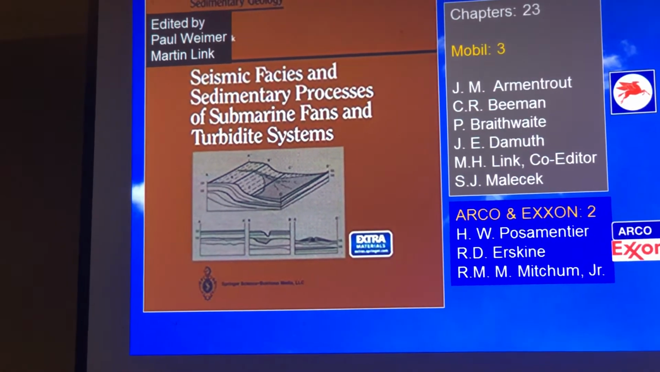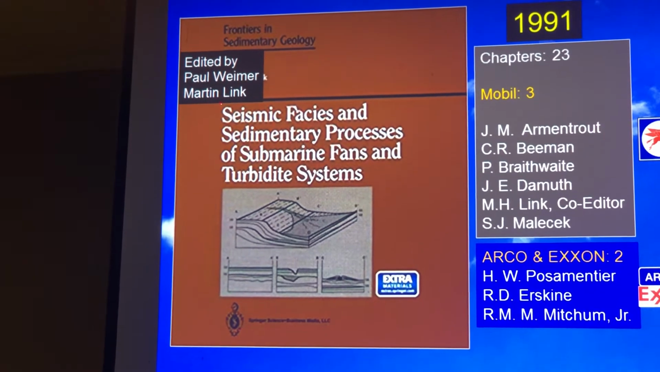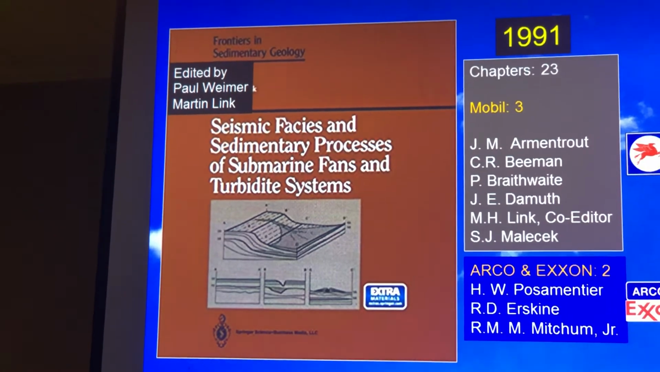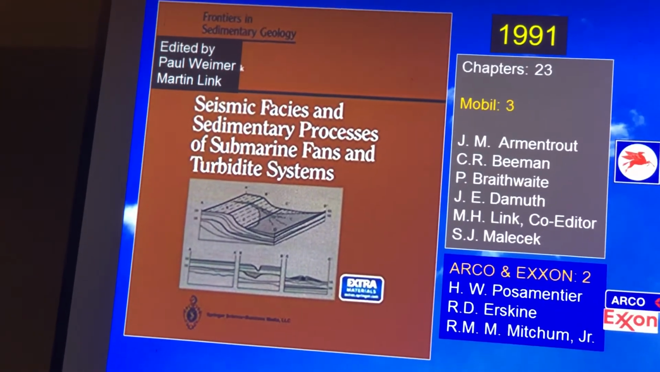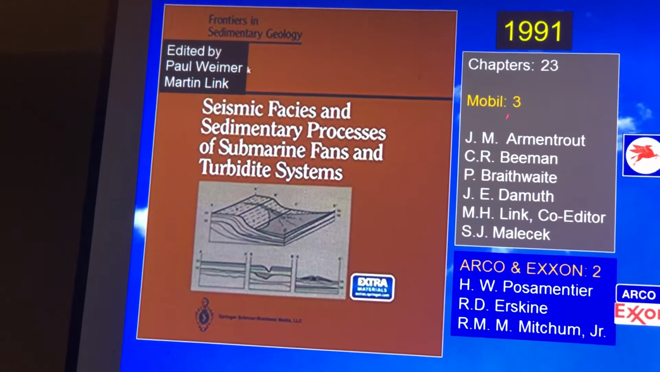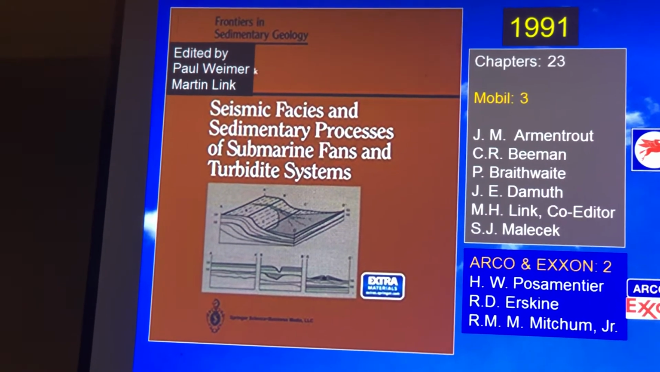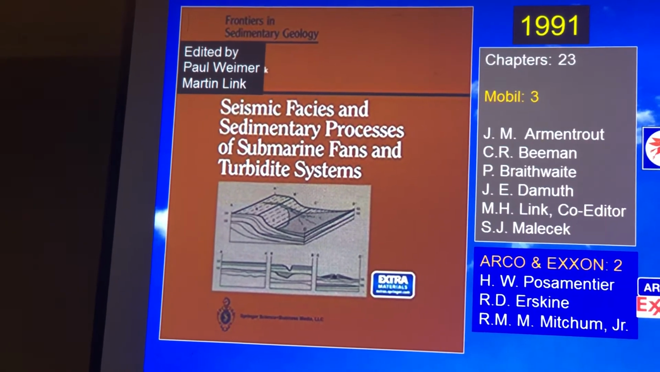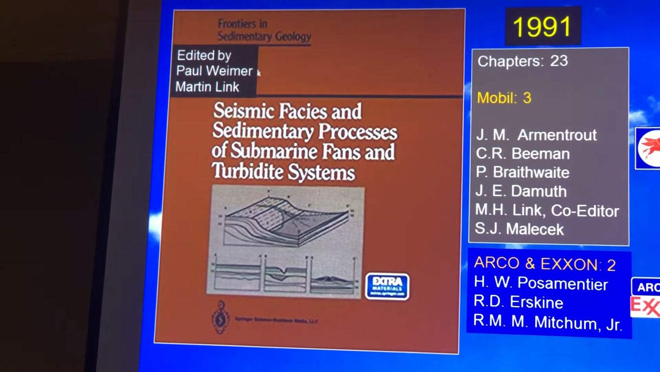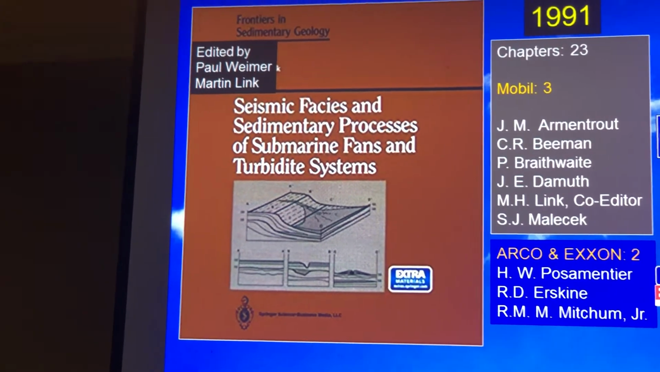Then the next book is on seismic facies. This was edited by Paul Weimer and Marty Link. Both were working for Mobil at the time. By the time the book came out, Paul Weimer went to the University of Colorado. These are the people that contributed to this. There are 3 chapters. People who contributed were Armentrout, Beeman, Damuth, Braithwaite, Link, Steve Malecek. These are the people who contributed.